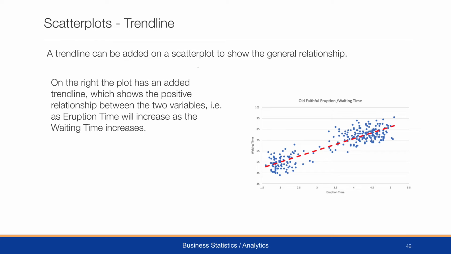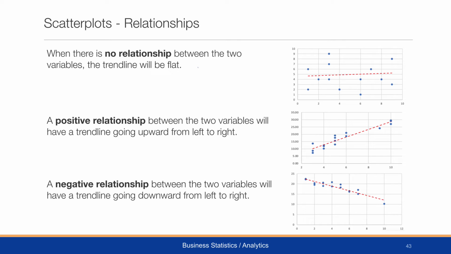Now we can have a trend line added on a scatter plot to show the general relationship. So on the right, this plot has an added trend line to show that there is a positive relationship between the two variables. We'll talk a little bit more about this in detail as a correlation. When there is no relationship between the variables, the trend line will be flat, as shown here to the right. We can see that there doesn't look to be any movement whatsoever, and while Excel does draw a trend line and it might slightly be up, it doesn't really look that significant.